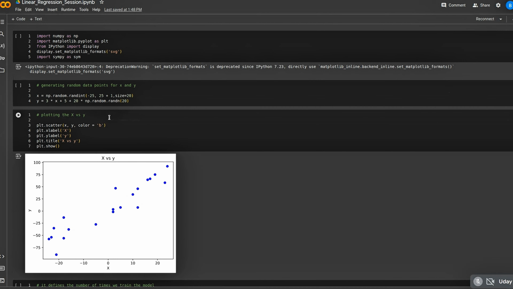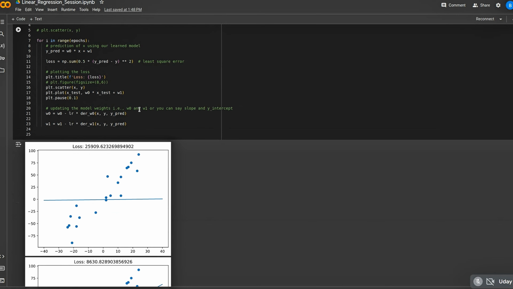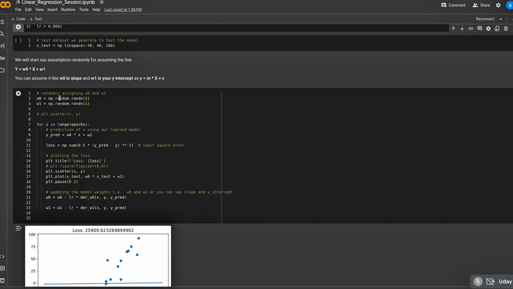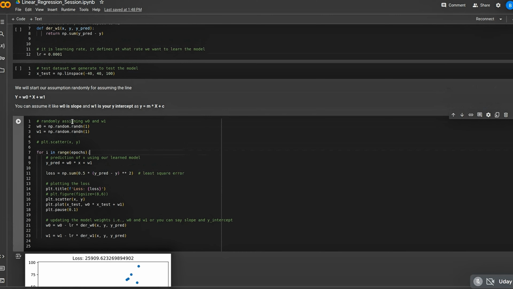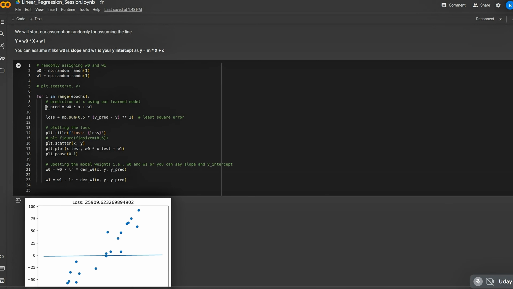If you simply look, this first code is a custom implementation of that thing only. W0, W1, I initialized randomly. Then epochs: generally these are iterative solutions, so epochs is just the number of times we want to iterate. I think we have set it to 5. So first I predicted it, W naught x plus W1, which we have initialized randomly.